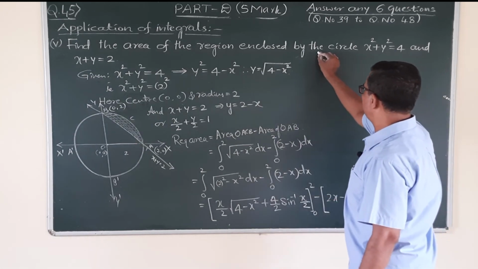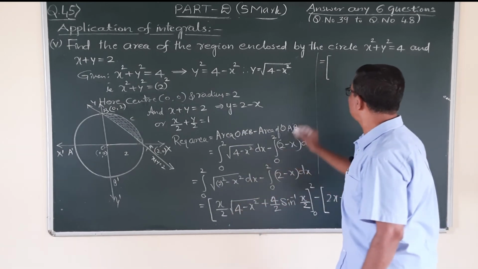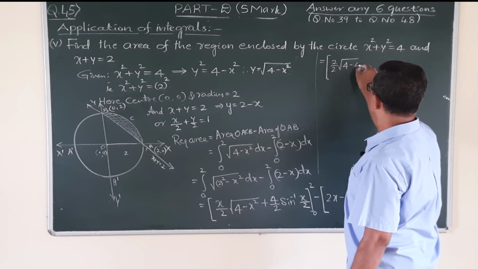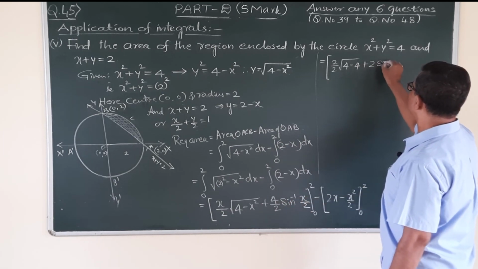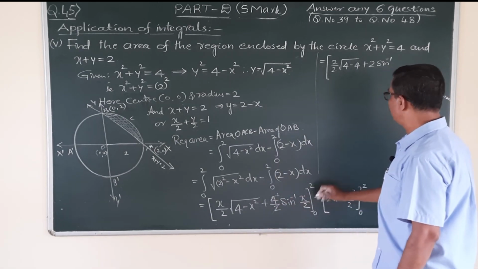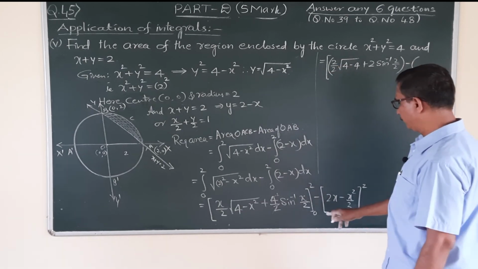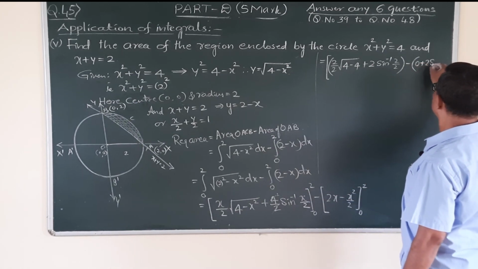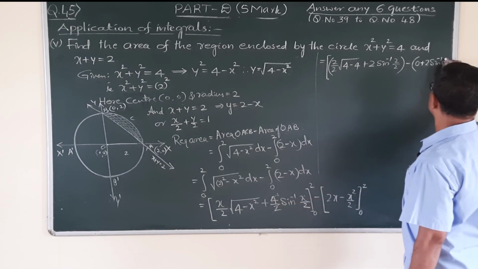Put x equal to the upper limit as well as the lower limit. That is, put x equal to the upper limit 2: 2 by 2 into root of 4 minus 4, plus 4 by 2, that is 2 sin inverse of 2 by 2. This is the upper limit, minus the lower limit: put x is 0, 0 by 2 is 0, plus 2 sin inverse of 0 by 2, which is 0.